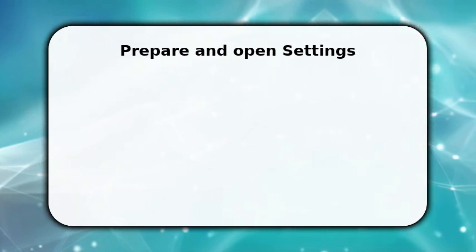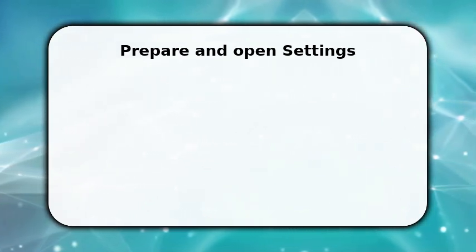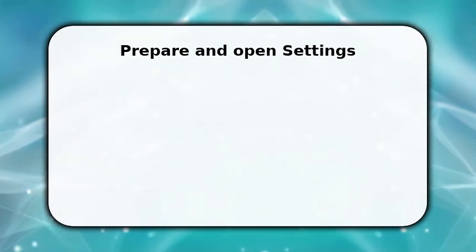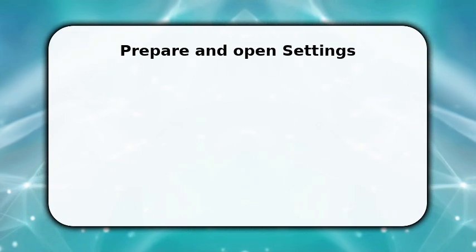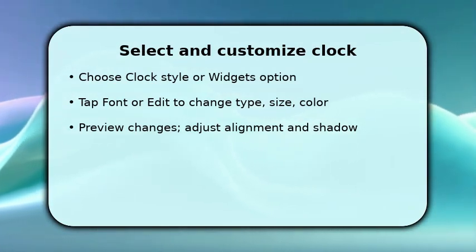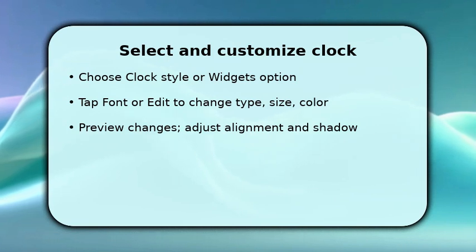Make a quick backup or screenshot of the current lock screen so you can revert if needed. Now you're ready to select or edit the clock widget and font options. Next, pick clock style or widgets in the editor to view available clock presets. This is where the font lives.